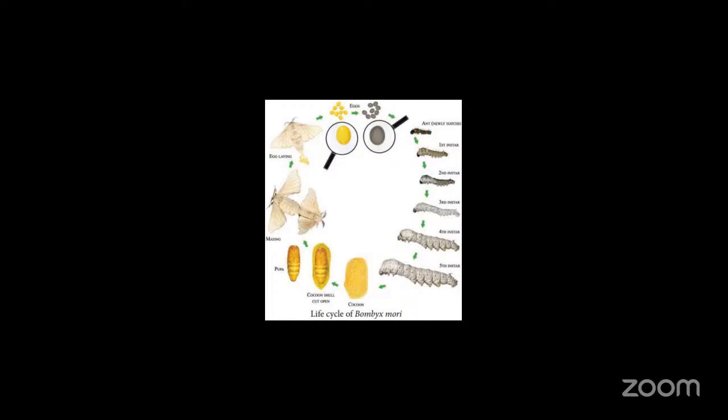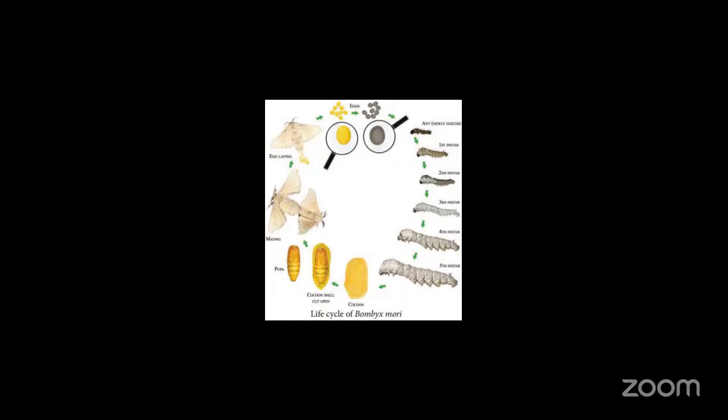So next, Muga silkworm. Muga silkworm scientific name is Antheraea assamensis, which originated from India. The plants on which Muga silkworm feeds are Litsea polyantha, Litsea serrata, Machilus bombycina. These are the plants on which Muga silkworm feeds.